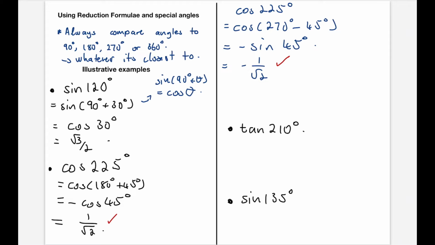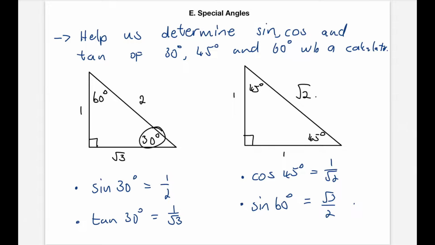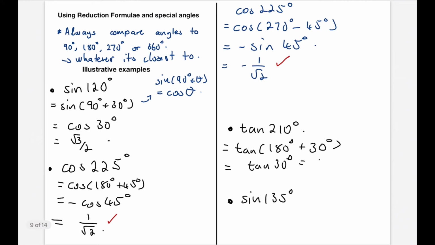Now, what about the tangent of 210? I think that that's closest to 180. So I'll say tangent of 180 plus 30, which reduces to tan 30. And tan 30 is opposite over adjacent, 1 over root 3. What about the sine of 135? Well, this I can reduce to be the sine of, say, 90 degrees plus 45, which is cos 45, which is 1 over root 2.